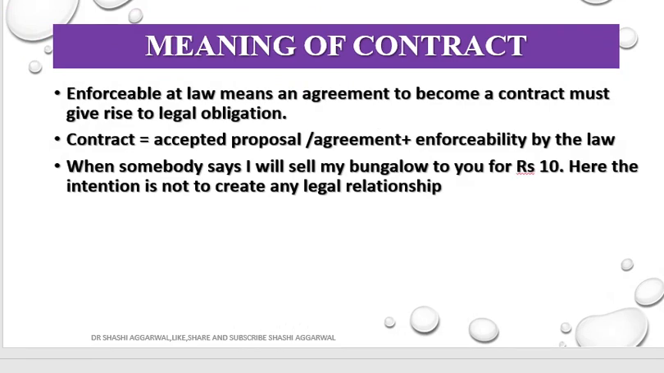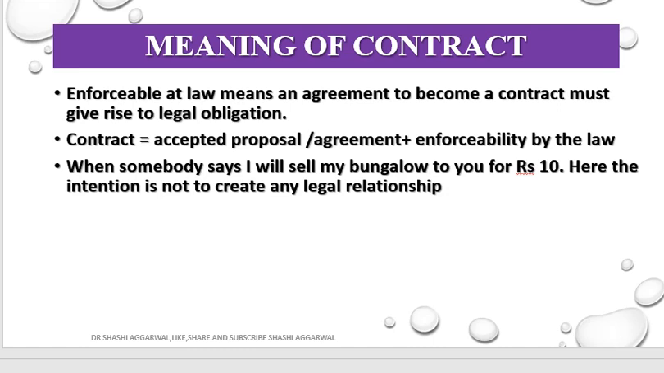Enforceable at law means an agreement to become a contract must give rise to legal obligation. The party should have the legal remedy. If one party breached, the other party could go to the court and sue the party which violates the terms of the agreement. So contract is an agreement. One party makes an offer to the other and the other party accepts it. Then it becomes the agreement. Then it should be enforceable by law.